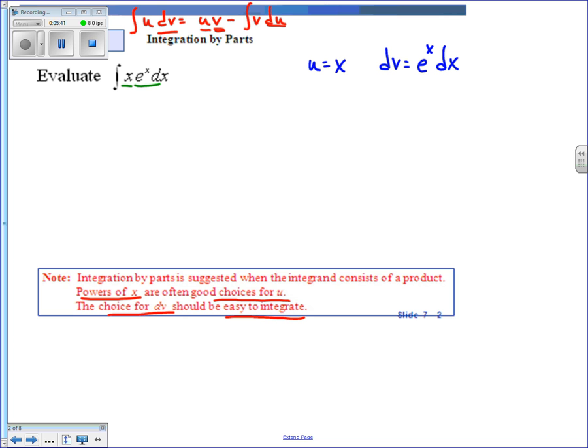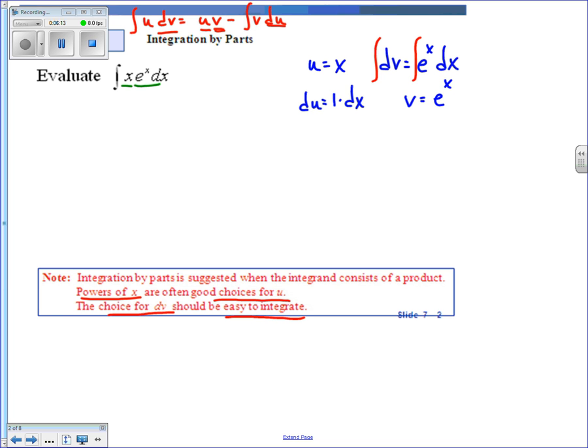Now to apply the formula, though, I've got to figure out what my v and my du will be, since I've got to plug those in on the right side. So if u is x, du will be just the derivative of x, which is 1 dx. If dv is e to the x dx, then if I integrate both sides, I'll have that v is equal to the antiderivative of e to the x, which is just e to the x.